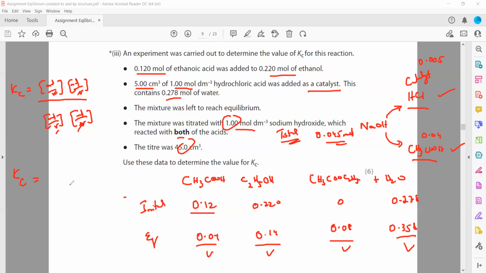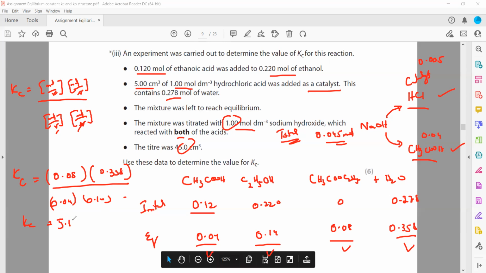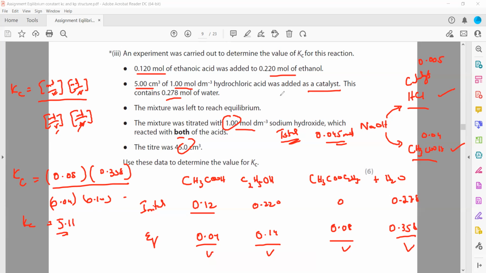So we just substitute the moles here for the product divided by the reactant, which is 0.04 and 0.14. So when we simplify, this will give us the value for Kc. Which is a very high value, about 5.11. So these type of questions are common in exam, and with no unit, because as they cancel out each other, this will not have any unit.